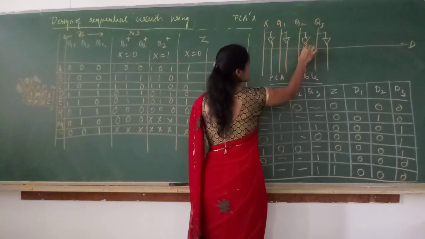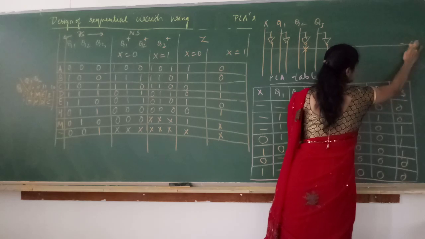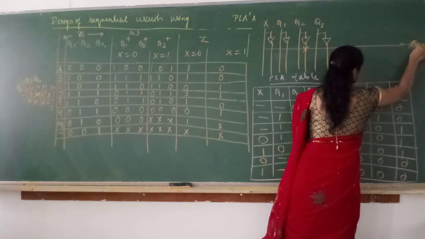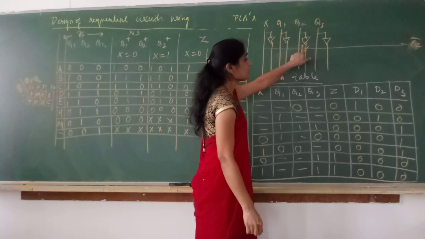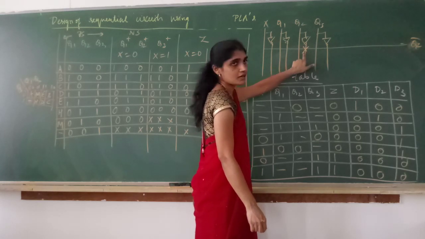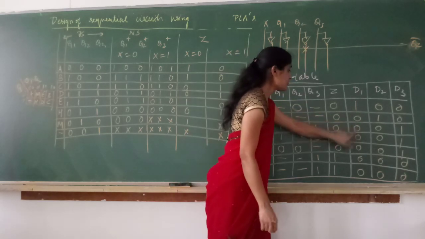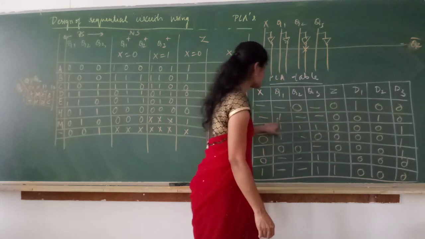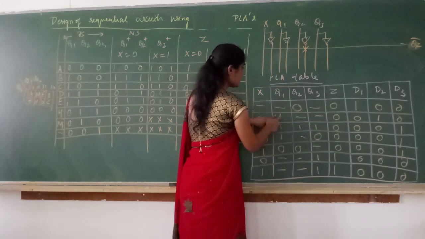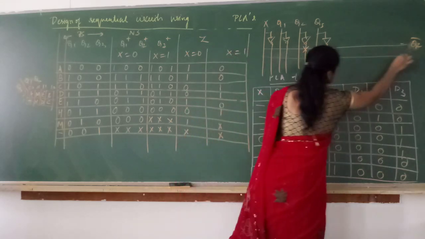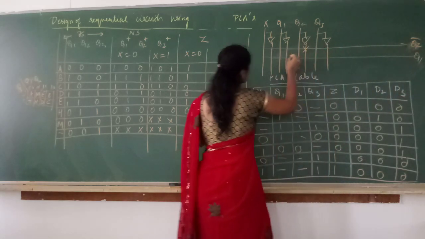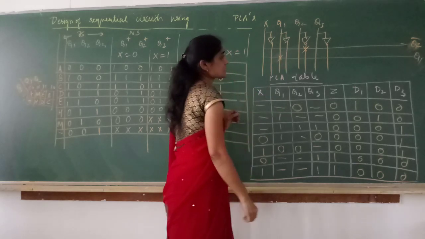So Q2 bar is connected. For the first product term, this is Q2 bar; only Q2 bar is connected. Wherever it is connected, we put X. For the second product term, only Q1 is connected.